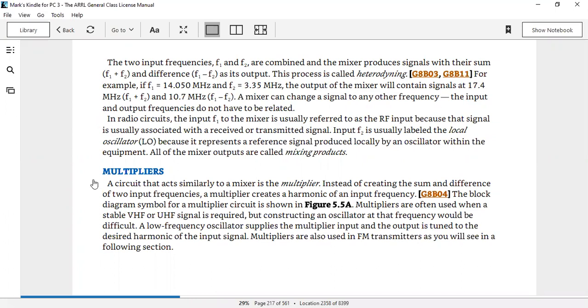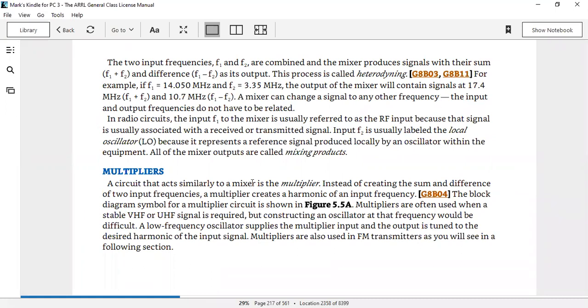Multipliers. A circuit that acts similarly to a mixer is called a multiplier. Instead of creating the sum and difference of two input frequencies, it uses the harmonics. So multipliers are used for stable VHF and UHF. Heterodyning mixers are used for HF rigs, which is your shortwave, which are much lower frequencies than very high frequencies and ultra high frequencies. You can't heterodyne those. You have to use the multiplier.